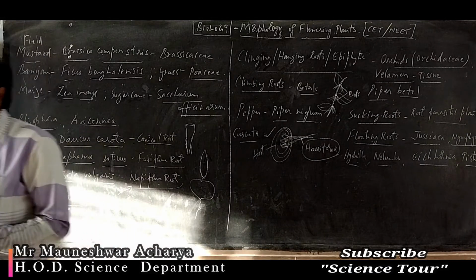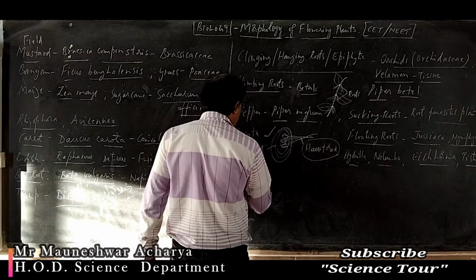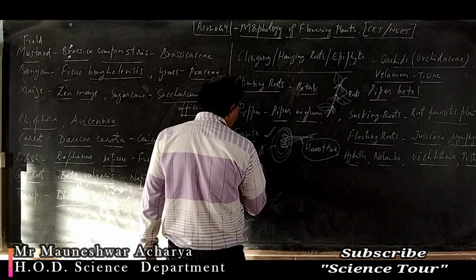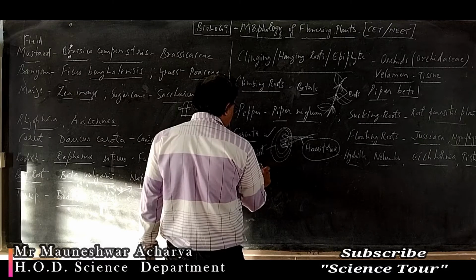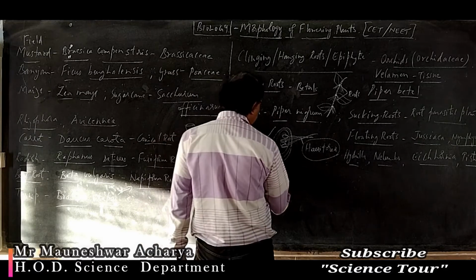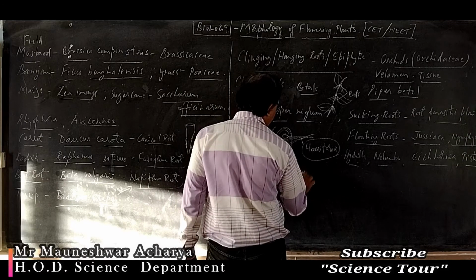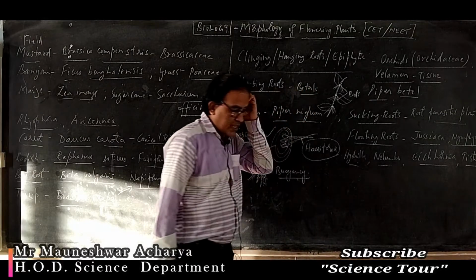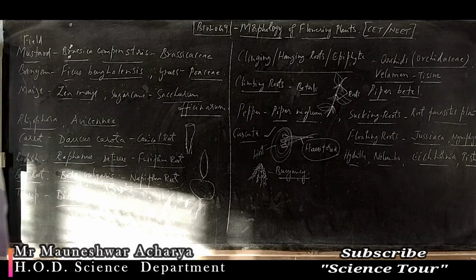If you see the roots, these roots have certain root pockets which are filled with air, and that will help to maintain floating or buoyancy. Buoyancy means helps for floating. So floating roots you find in aquatic plants. So students, these are some of the modifications of roots.